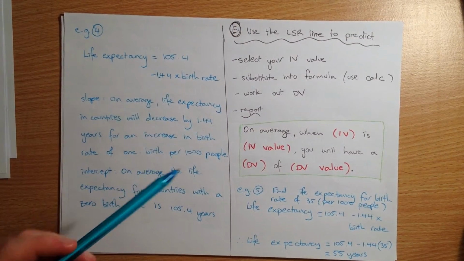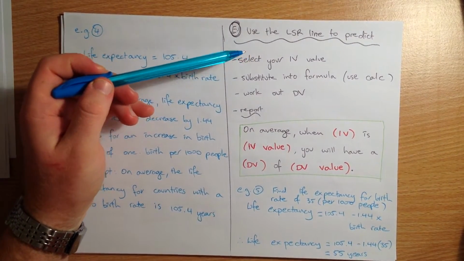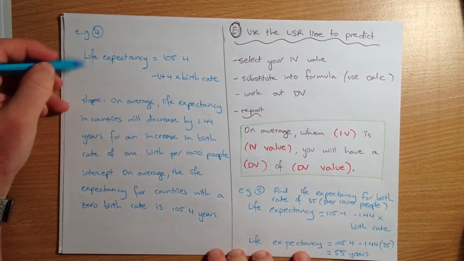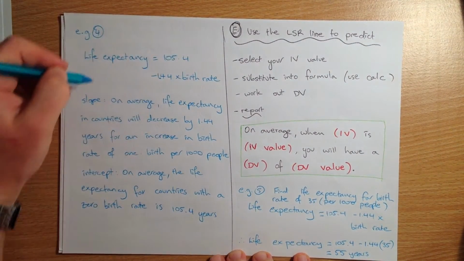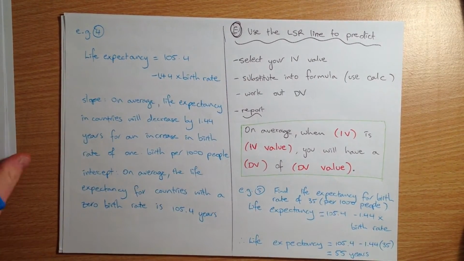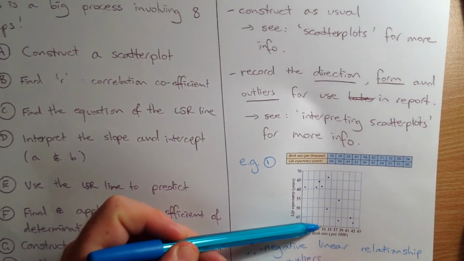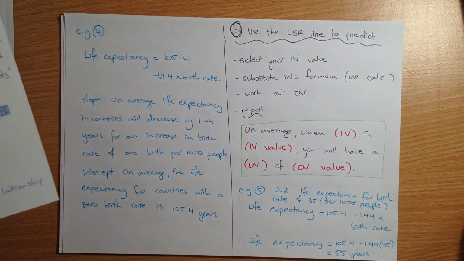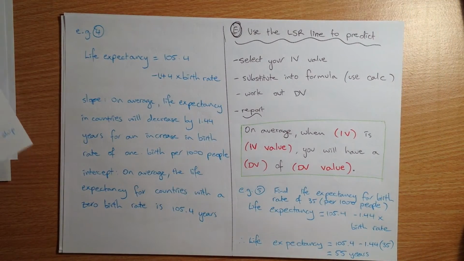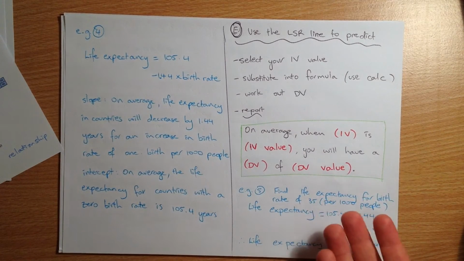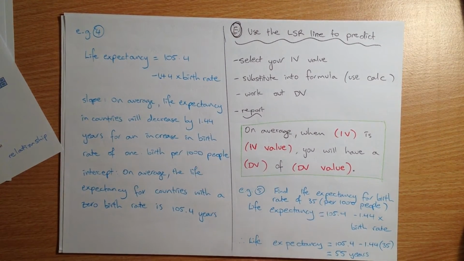So it's really useful to be able to do that. All you need to do is choose what your independent variable is and then put it into the formula. So this was our formula here for our particular example. So we'd need to choose our independent variable's value. So say we wanted to find, again in this example here, what a birth rate per thousand of 33 would likely be. Then we can predict that. And then the report will read like this. On average, when the independent variable is the value, you will have a dependent variable of the DV value.